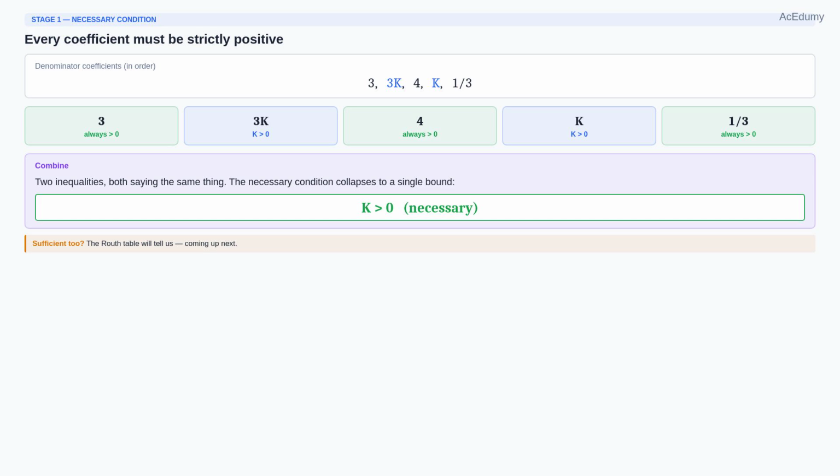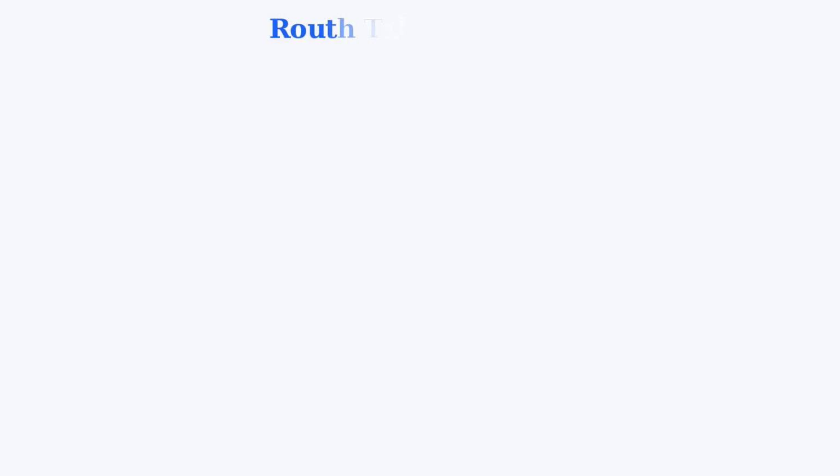If k is 0 or negative, the system is already unstable, no further work needed. k greater than 0 is necessary. Whether it is also sufficient, that is what the Routh table will decide. Stage 2, the Routh table.